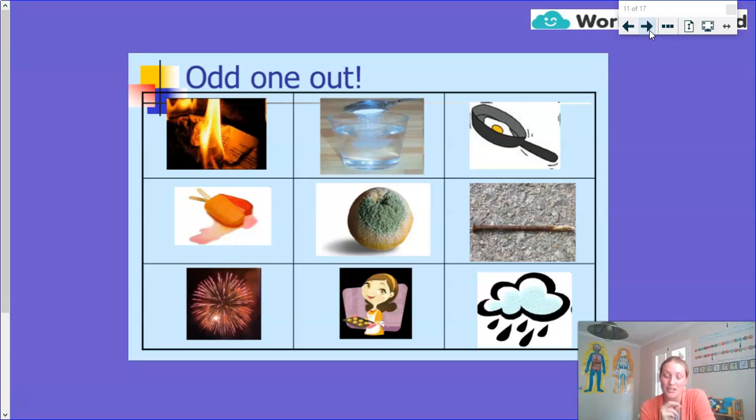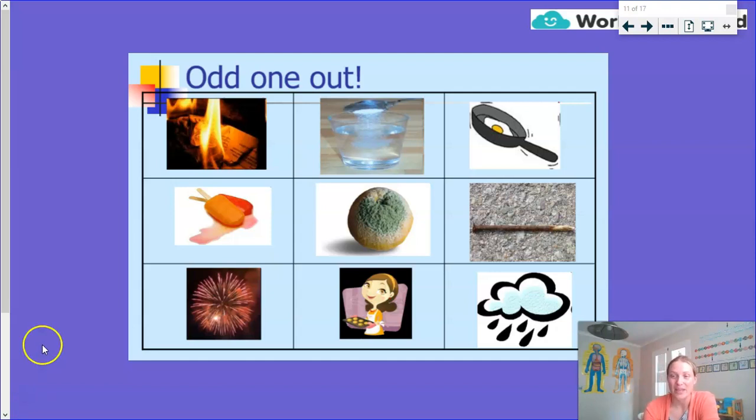And I just want you to keep in mind the term reversible and irreversible. Keep those words in mind, reversible and irreversible. And it will give you a clue to this little activity I have on your screen. Have a little look at the activity.